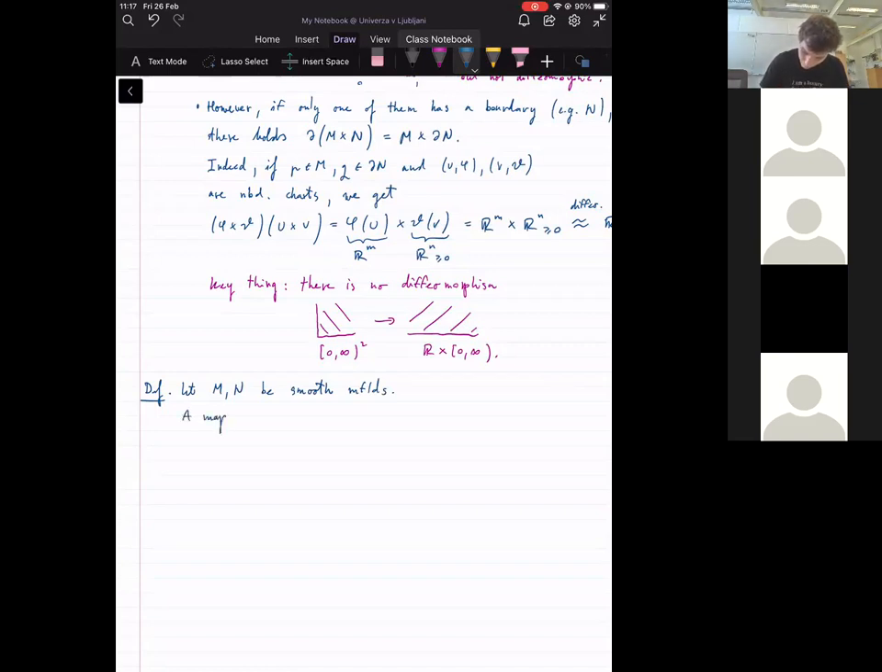So a map, we usually denote it by G because now it's just a letter. It doesn't even matter. I won't even give an argumentation why I'm denoting this by G. A map G from M into N is called smooth.